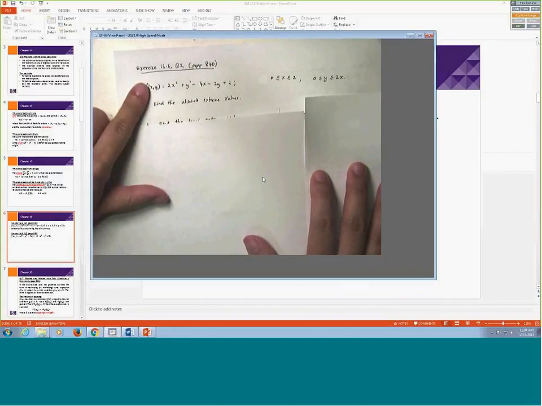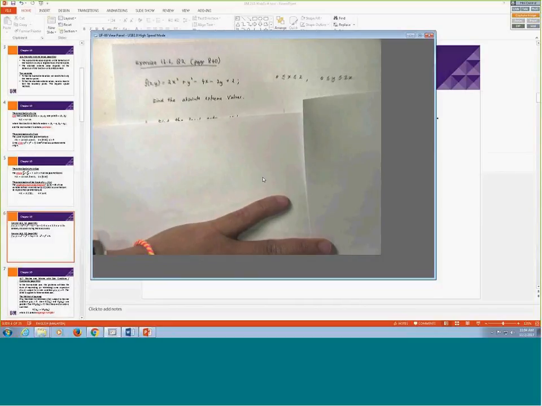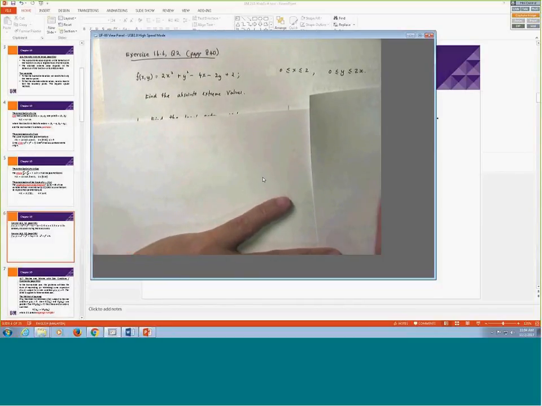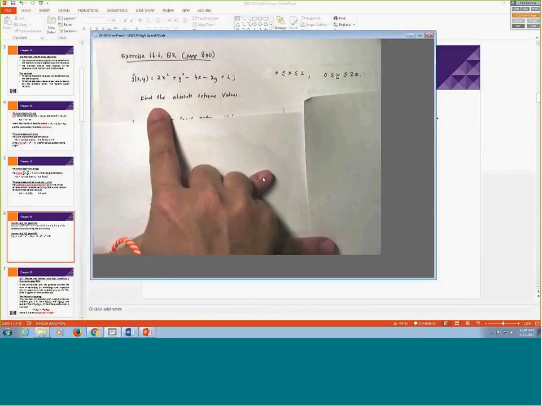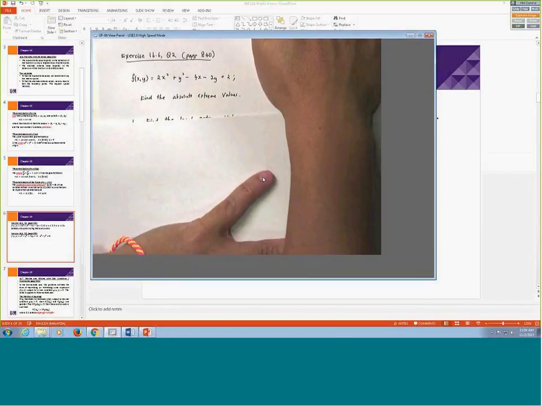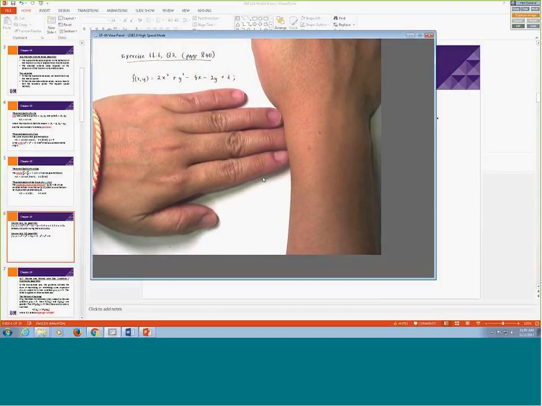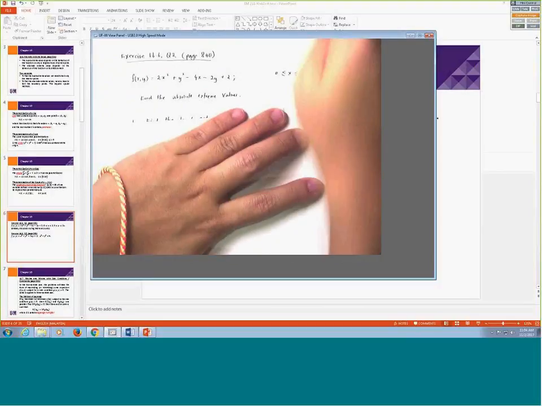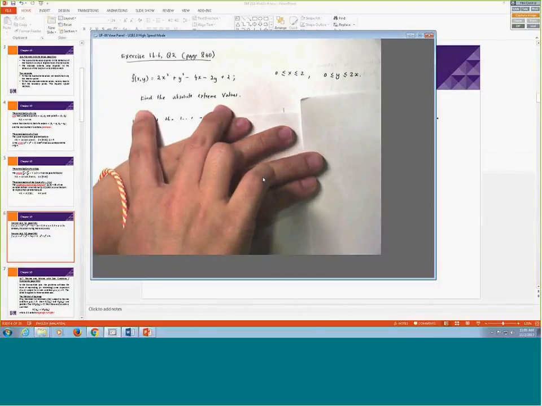We have a function 2x squared plus y squared minus 4x minus 2y plus 2. And then this is the boundary. The question asks us to find the absolute extreme value. If the boundary is not given, we will ask you to find the local extreme value. But if the boundaries are given, then we would like to know the absolute extreme values.